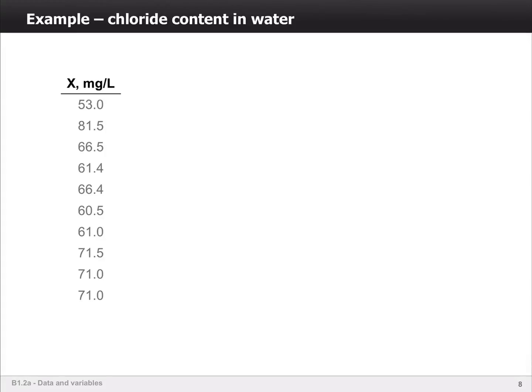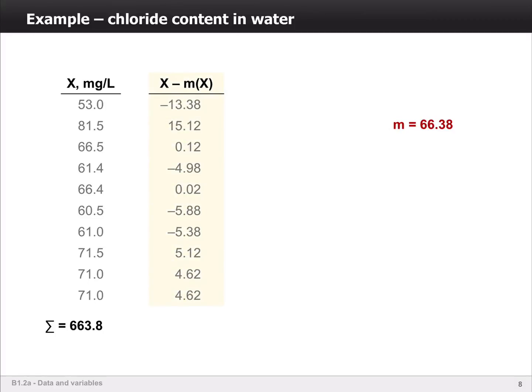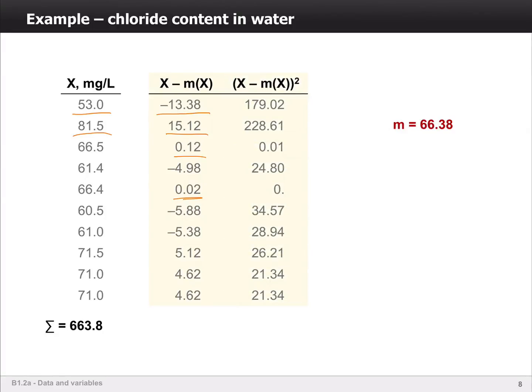So now we can get back to our example with the 10 glasses of water and finish all the calculations. We already know how to calculate the average. We just take a sum and divide it by 10 because we have 10 values, 10 degrees of freedom here. And then to calculate the variance, first we take differences. For example, the first difference is minus 13.4. It means that the value of 53 is 14 milligrams per liter smaller than the average. And then, for example, 15.12 is 15 milligrams per liter larger than the average. You see that some of the values are pretty close to the average, like this one and this one. Now we need to square the distances and take a sum.